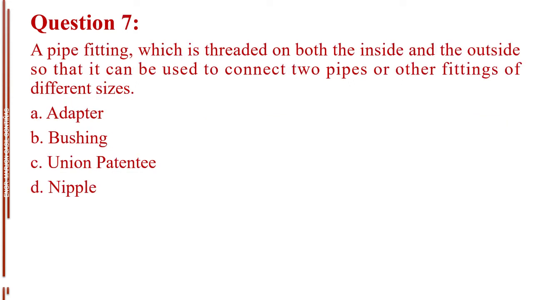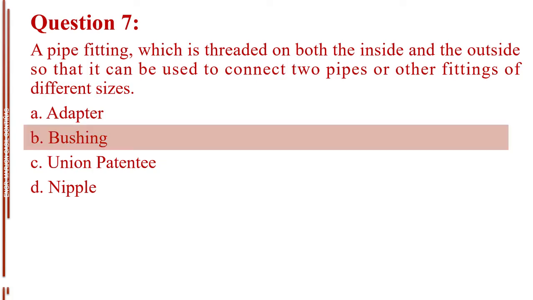Question number 7. A pipe fitting, which is threaded on both the inside and the outside so that it can be used to connect 2 pipes or other fittings of different sizes. Letter A, adapter. Letter B, bushing. Letter C, union patentee. Letter D, nipple. The answer is letter B, bushing.